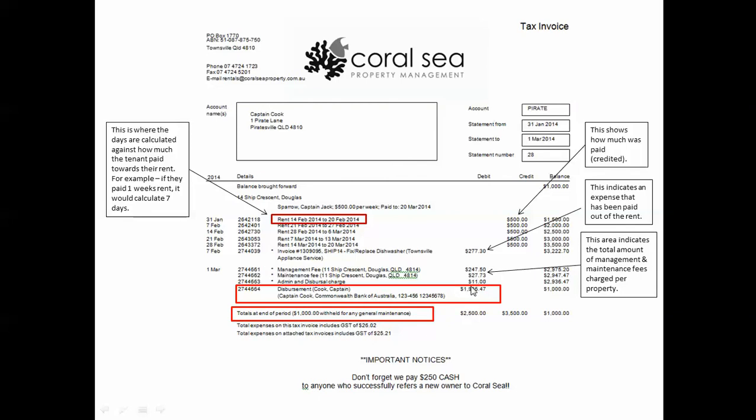Underneath that is the total management fees and maintenance fees that have been charged on each property. So as you can see here, the rent has been credited here. And for 14 Ship Crescent in Douglas, $247.50 management fees have also been deducted. Underneath that is a summary of the exact amount of money that has been deposited to your bank account. Underneath that is the account details in which the rent or money has been deposited to.